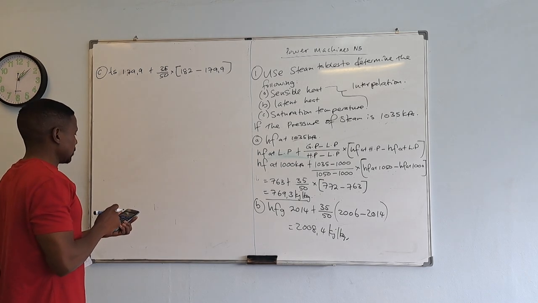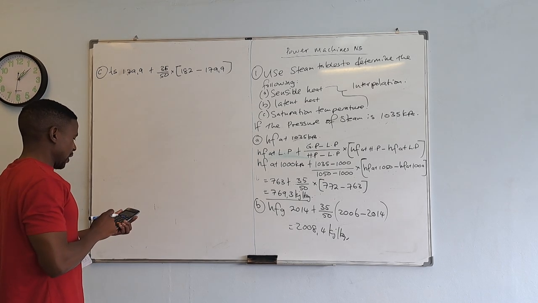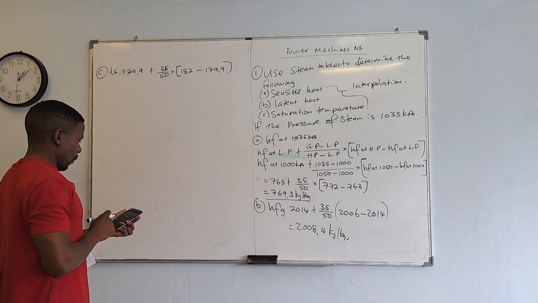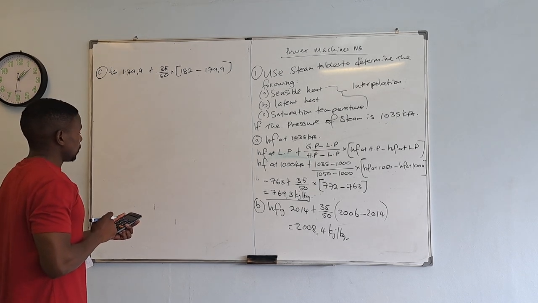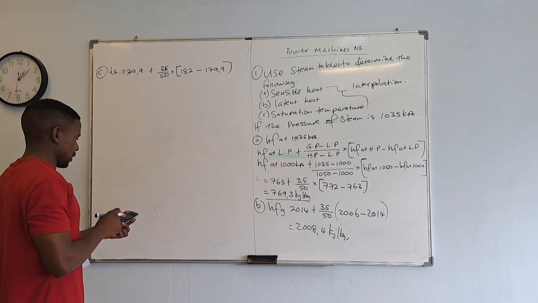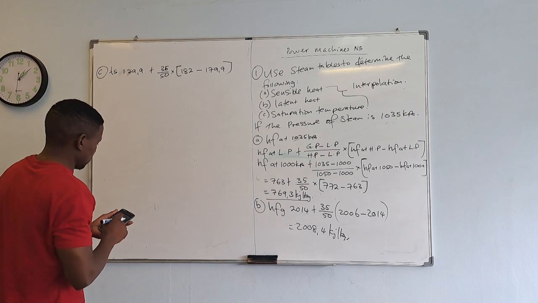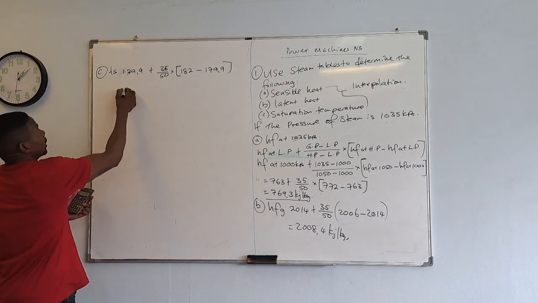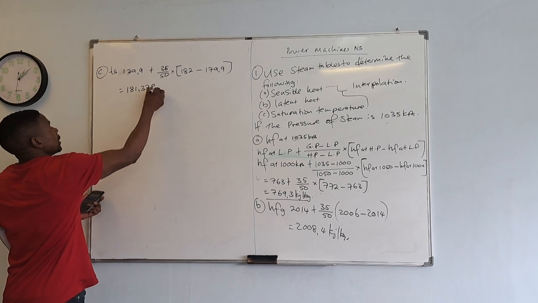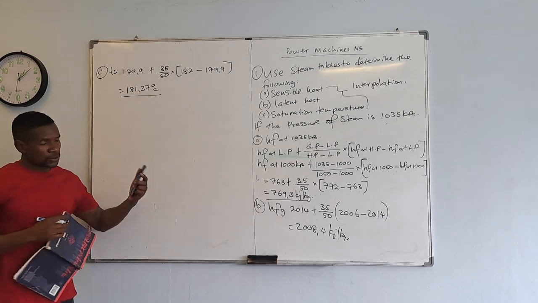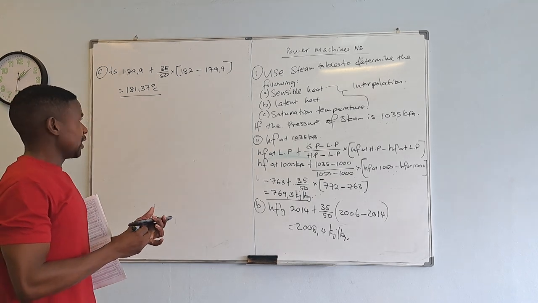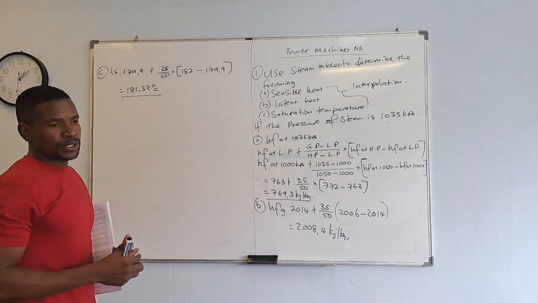Let's see what I'm getting there. 179.9 plus 35 divided by 50 times 182 minus 179.9. My answer is 181.37 degrees Celsius. So that's how we solve a problem of this nature.